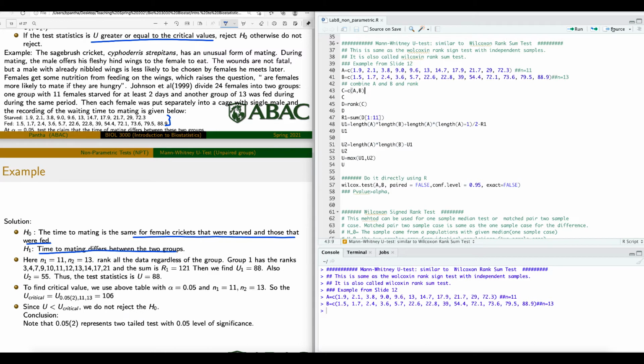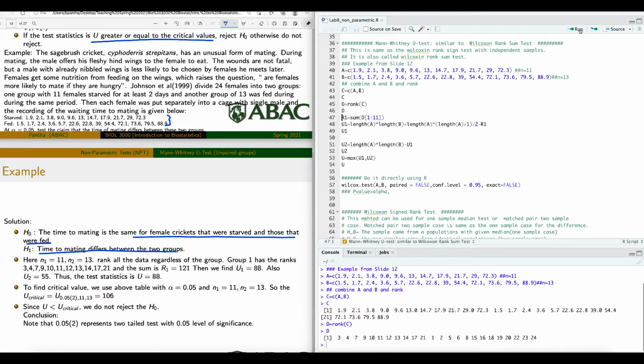Let us see how that looks. Look at that. You see that? A and B are combined, but the order is not changed at all. On A there is 1.9, 2.1, 3.8 and so on. And B starts from 1.5, here. So these are the elements from A and these are the elements from B. Now on this single group, I'm ranking it. How? D equals rank of C. Let's look at that, and then that is the rank.